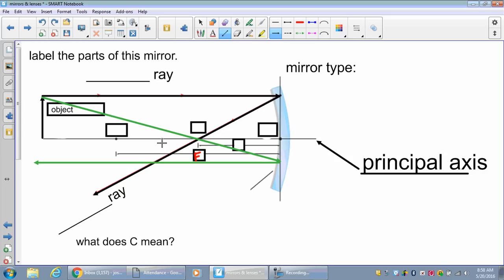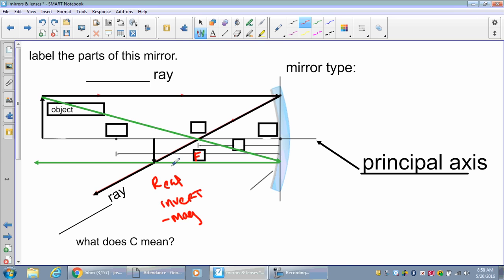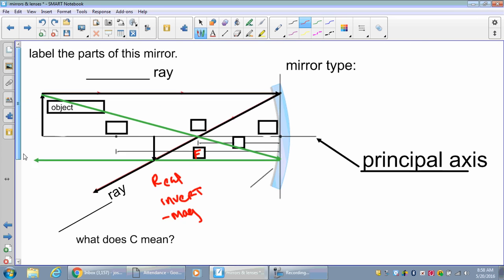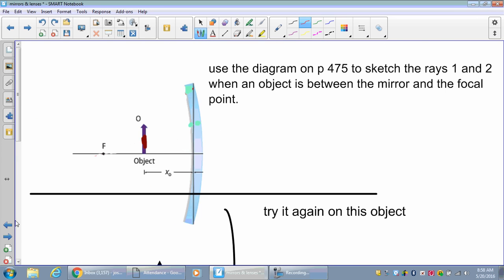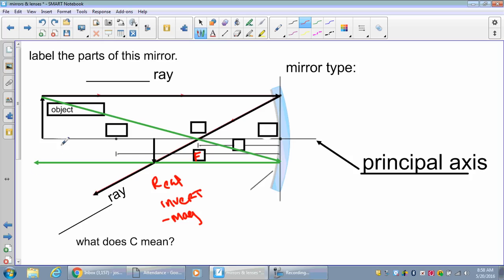Okay, let's see. So your image this time is going to end up being, make sure this arrow lines up right on the dot. So your image is going to be real because it reflected on the same side that your object's on. It's going to be inverted because it's upside down. And it's going to be negative magnification. It's shrunk. Okay, cool. So this is when it's outside the focal point. See that?